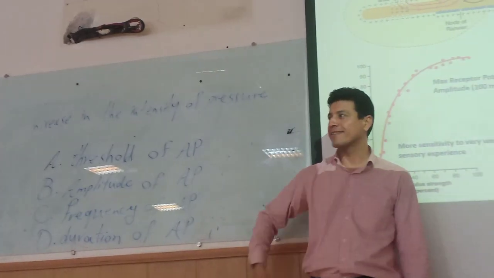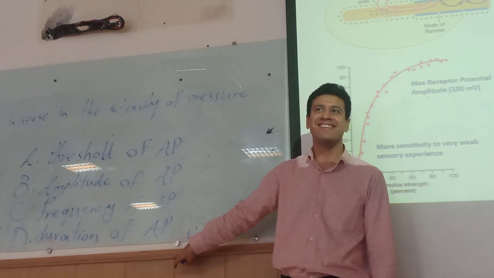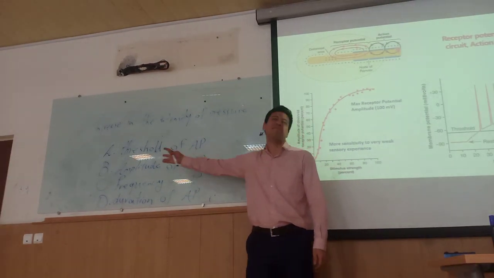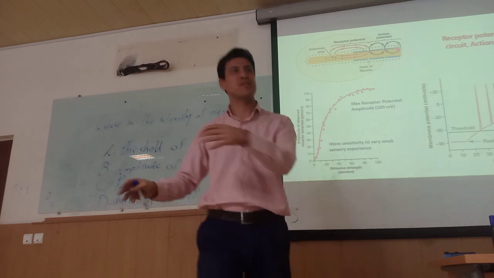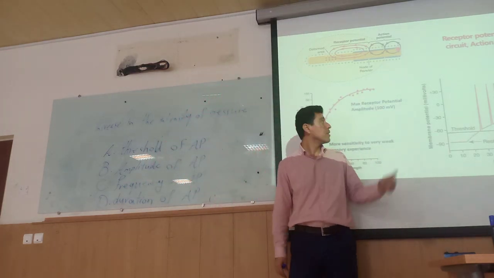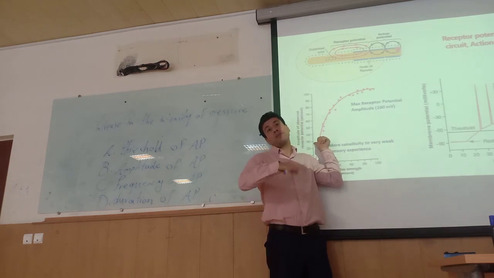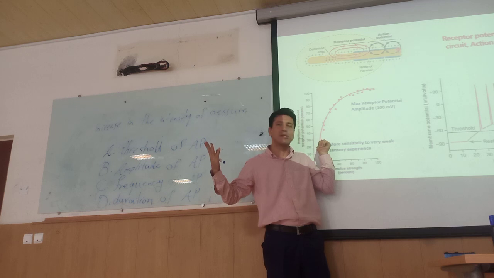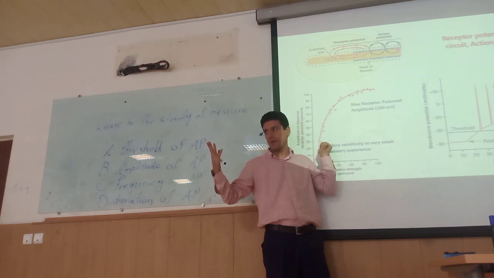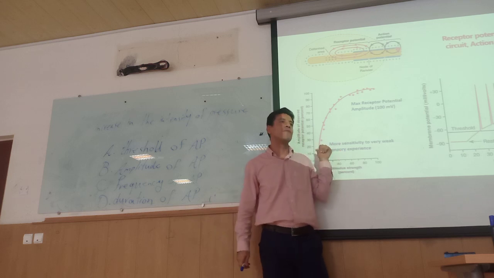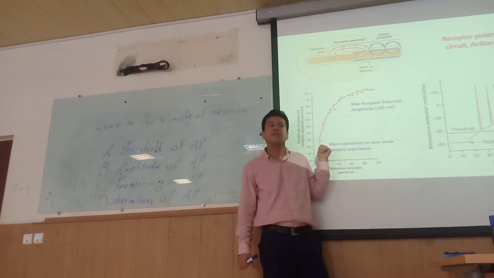You made a good point. I may change this. Okay? I may change action potential to receptor potential. So for some of the options, it's possible. The amplitude of the receptor potential increases, but the amplitude of action potential doesn't increase. Right? The frequency of action potential increases, but the frequency of the receptor potential doesn't increase.